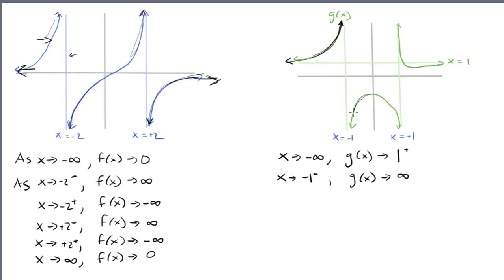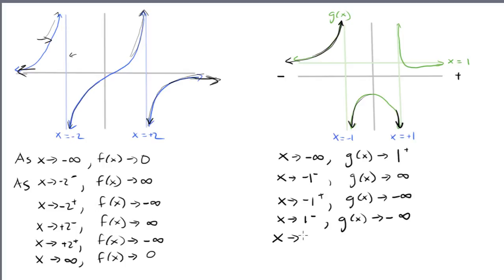Coming at 1 from the other side of things, g of x goes down. So as x goes to negative 1 from the right, g of x goes to negative infinity. And remember, these negative and positive mean left and right, because negative's on the left, positive's on the right. So as I'm coming from the negative, the left side, negative side of this vertical asymptote, it's going to go down. So x goes to 1 from the left, g of x goes to negative infinity.